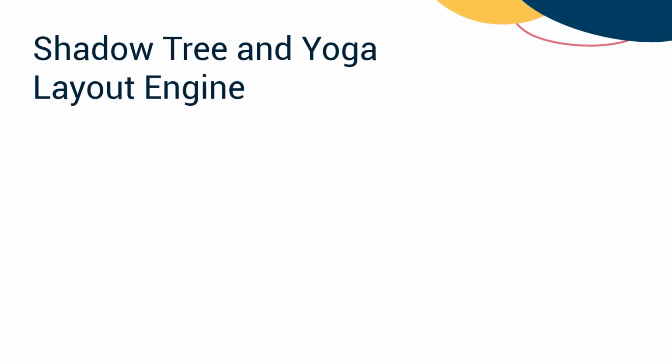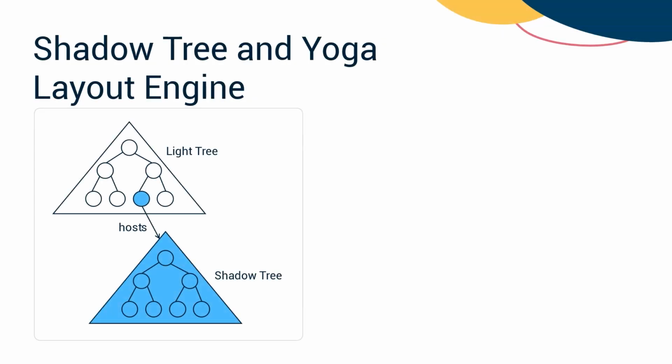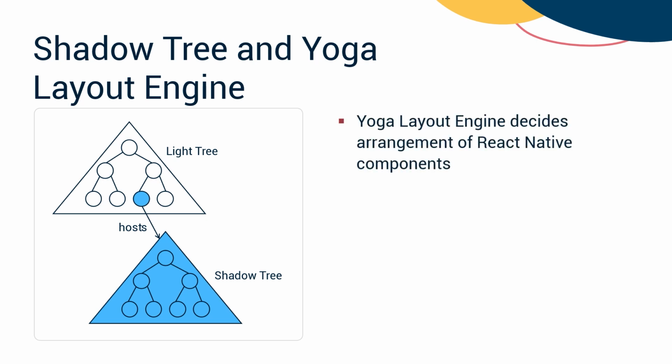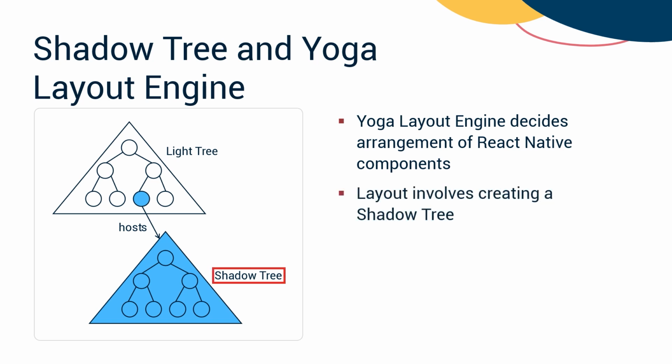Let's now learn about the next component, shadow tree and Yoga layout engine. React Native uses the Yoga layout engine to decide the arrangement of components. Layout involves creating a shadow tree, a simple version of the UI structure designed to control layout calculations efficiently. Let's learn in detail about the working of shadow tree and Yoga layout engine.